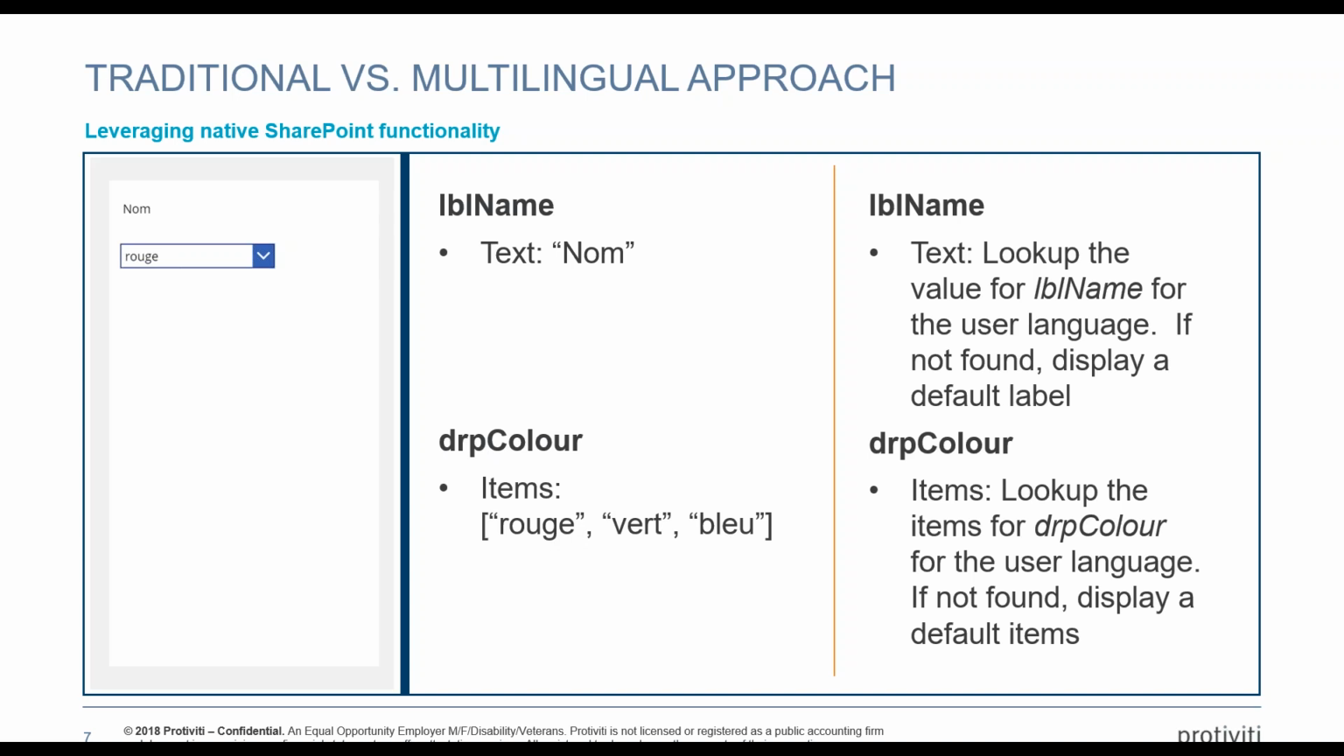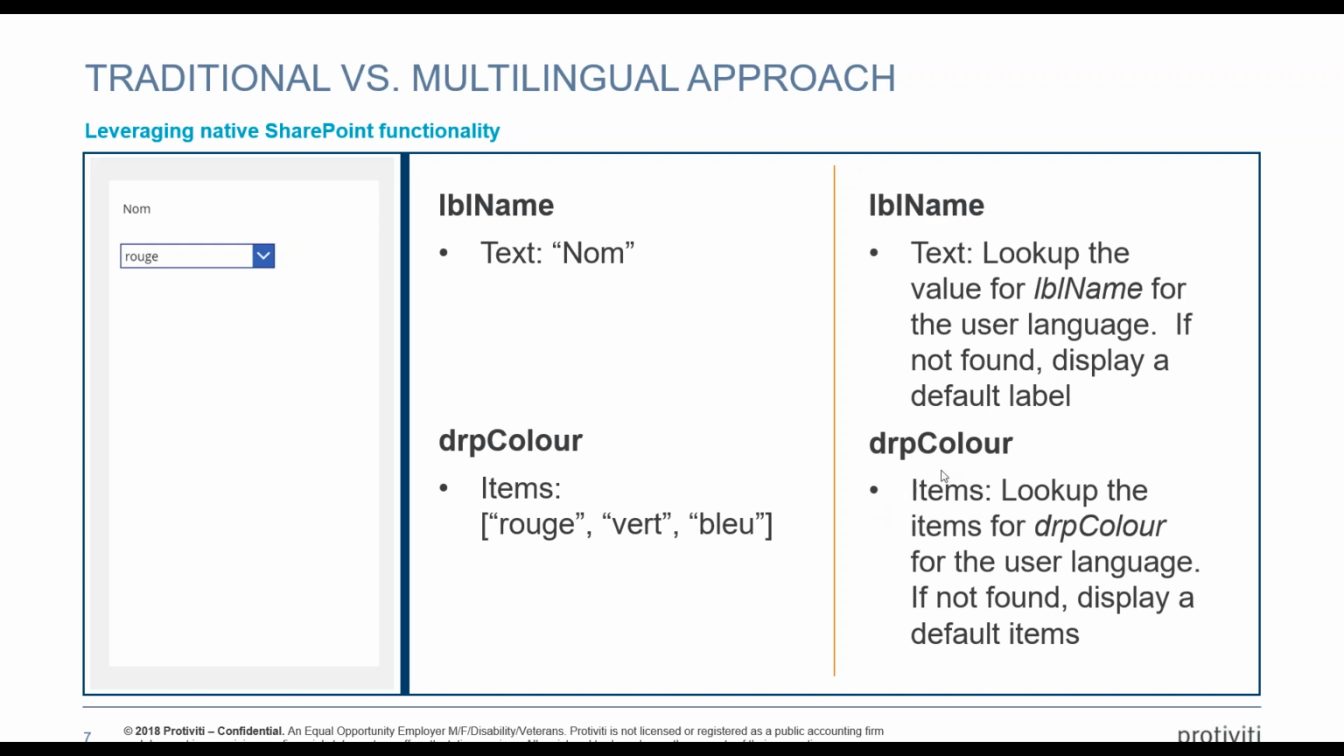In the new approach that I'm going to be showing you shortly, we're going a different route. So rather than just saying the text is nom, I'm saying go and find me in my SharePoint list in the string labels an item where the label is called LBL name, because that's the one that I'm working with right now, and provide me the value of that label in the language that I want.